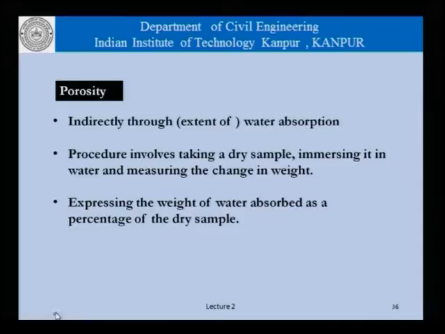The procedure involves taking a dry sample, immersing it in water and measuring the change in weight, expressing the weight of water absorbed as a percentage of the dry sample. Strictly speaking, porosity should be giving us an idea of the size of the pores within the coarse aggregate.